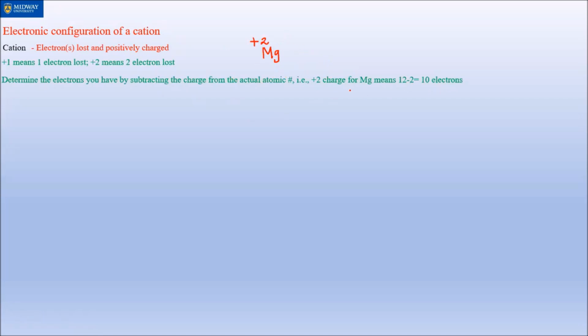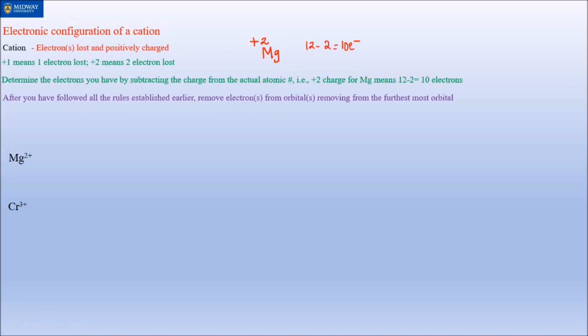Now, magnesium's atomic number is 12. So +2 means you've lost 2 electrons. So 12 minus 2 means you're only working with 10 electrons. Okay. Now let's follow the rules and try to work with these two elements. This is from domain 1, this is from domain 2. So first you write the sequence: 1s, 2s, 2p, and 3s, right? That's where magnesium is found. Now go ahead and start filling: 2, 2, 6, and 2.